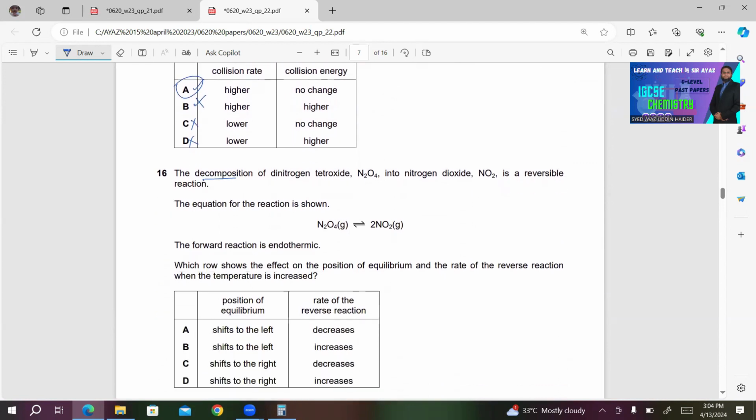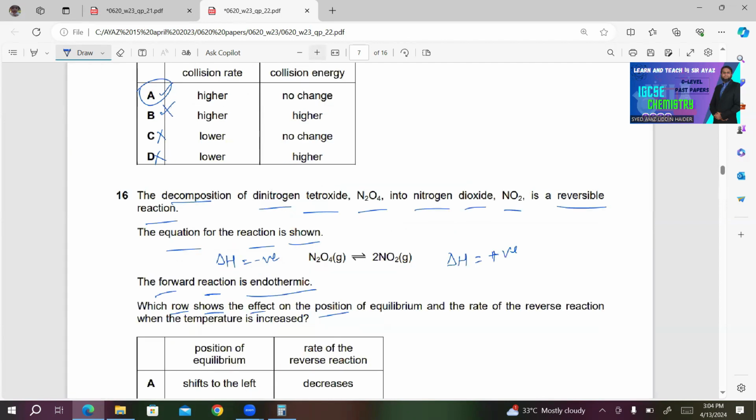Number 16, the decomposition of dinitrogen tetroxide N2O4 into nitrogen dioxide NO2 is a reversible reaction. The equation for the reaction is shown. Here's the reaction equation. N2O4 gas gives 2NO2 gas. The forward reaction is endothermic. So delta H is endo in the forward direction. So in the backward direction, it must be exo. Delta H is equal to minus. Which row shows the effect on the position of equilibrium and the rate of the reverse reaction when the temperature increases?